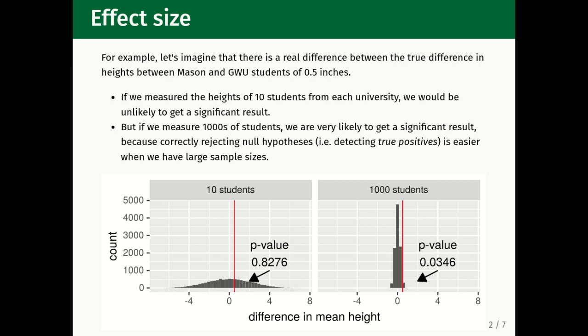As we increase the number of students whose heights we measure, the null distribution narrows. As a consequence, less and less of it is more extreme than the observed statistic, which is shown in red, so the p-value becomes smaller and smaller. The p-value depends more on the sample size than on the size of the actual difference that we're trying to detect.